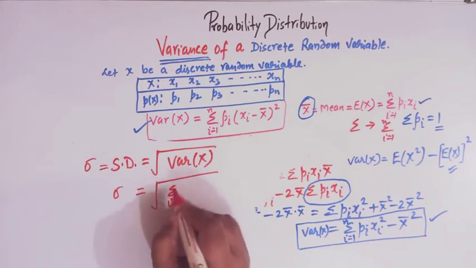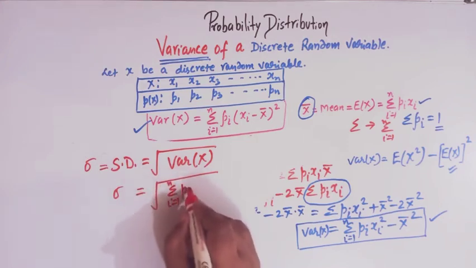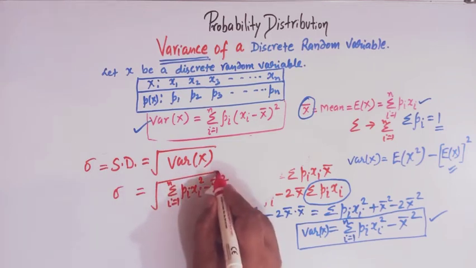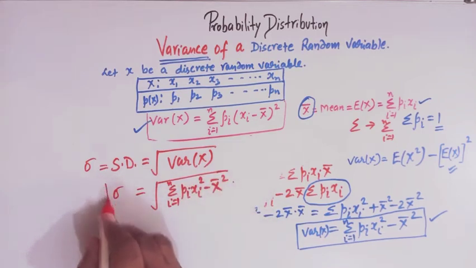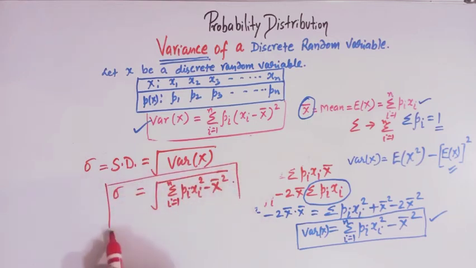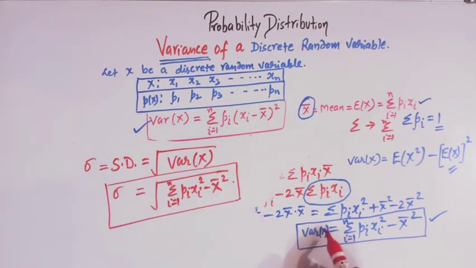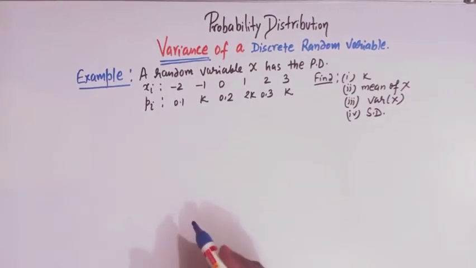sigma i from 1 to n, pi xi square minus x bar square. So this is the formula for finding the variance of the probability distribution, right? Once we have the value of the variance of x, we can find the standard deviation of the random variable x. Now let us take this problem.